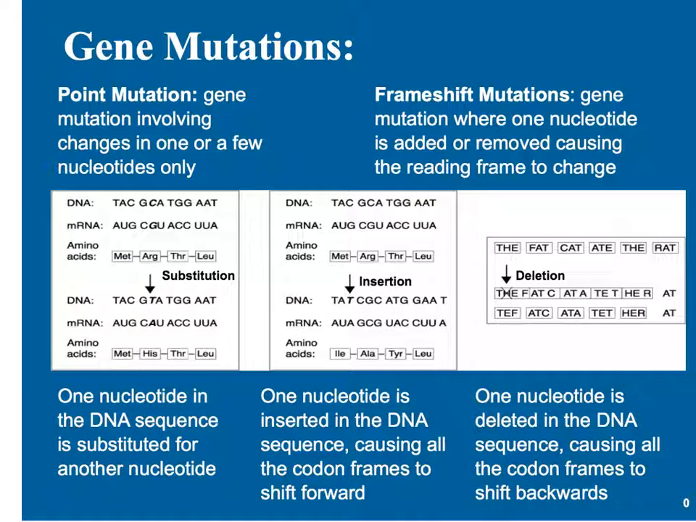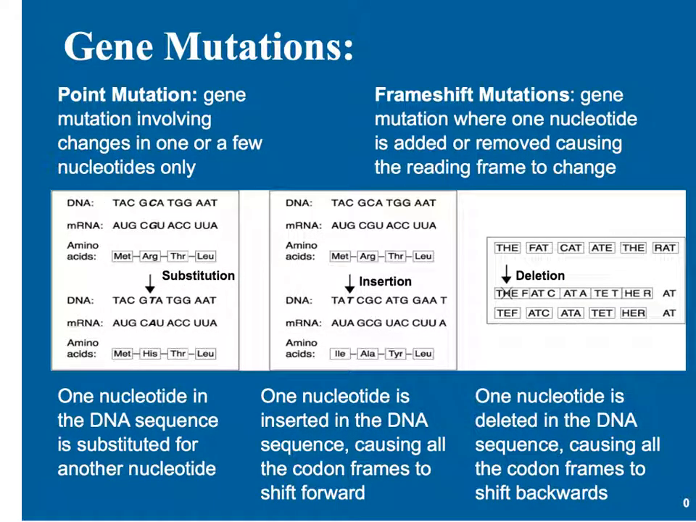So gene mutations, again, is a mutation that only affects one specific gene. So there are two types. One is called a point mutation, and the other type is called a frameshift mutation. So point mutation, everything in this box right here is talking about point mutation. A point mutation is when a base, a nitrogenous base, is substituted for another. So you see, this is what the DNA sequence should have made.